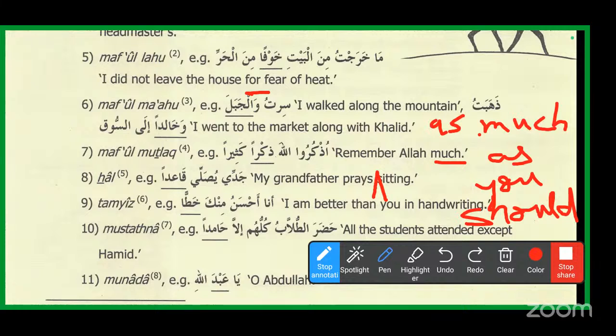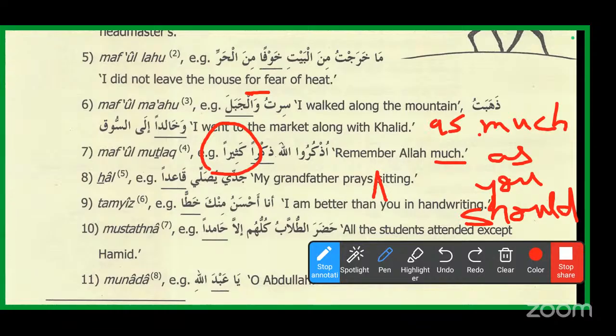Because the expression of zikran kasiran is not exactly the word kasiran. Can I say that you say Ya Allah, Ya Allah, Ya Allah 1,000 times, or ten thousand times, or a million times? It's not about the quantity. The word is expressing quantity. Zikran kasiran, kasiran means quantity, but it is actually implying the quality of the zikr.